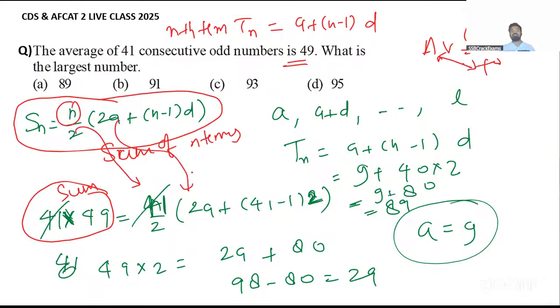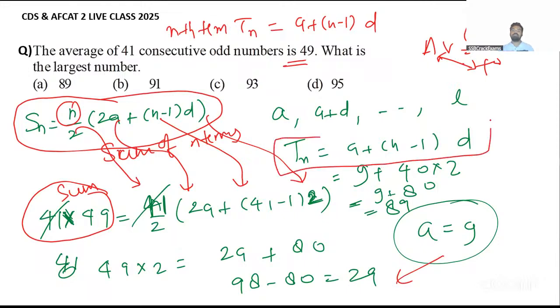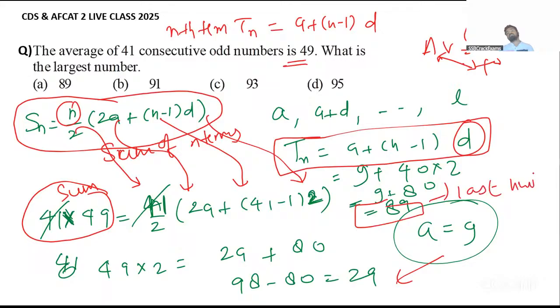First term, we do not know what the first term is. But we know that there are 41 numbers, and the common difference between two even or odd numbers is always 2. So I put it here. So from here, we get a is equal to 9. Once we get a is equal to 9, then I can plug the value of a into this formula. We know d, we know n, and easily we can find 89 as the last term. 89 is the correct answer.